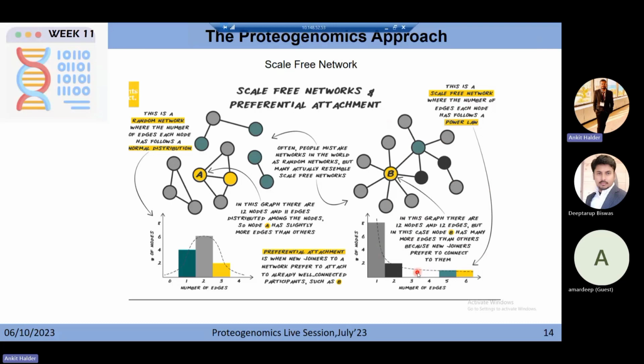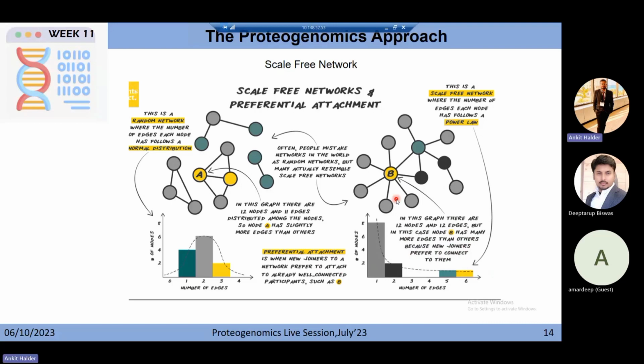and how many networks and edges you would be able to receive for a directed graph and an undirected graph. You can definitely get to that by reading different graph theory. So here there are 12 nodes and 12 edges, but in this case node B has many more edges than others because new joiners prefer to connect to them. That's why you can see that node B has many new connections.